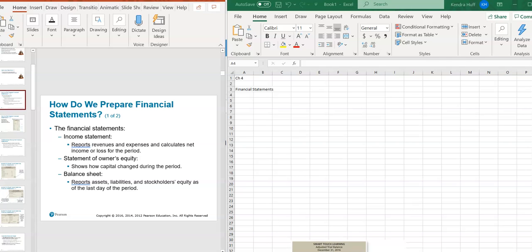Chapter 4. In Chapter 4, we finish off the accounting cycle. I don't know if y'all remember, but back in an earlier chapter, I talked about the 8 steps of the accounting cycle. The first step was to journalize transactions in the journal daily. The second step was to post to the accounts in the ledger.